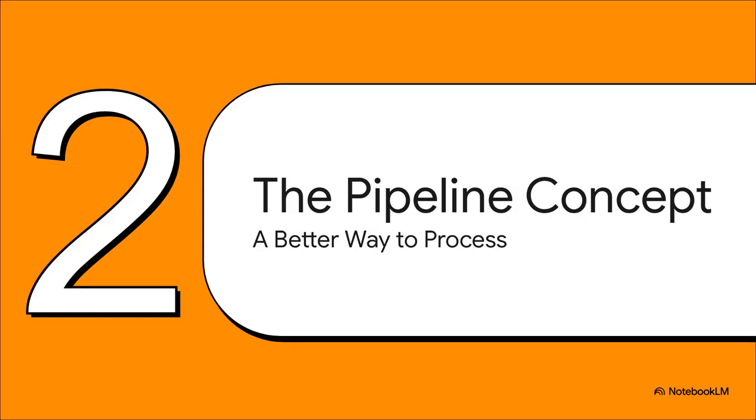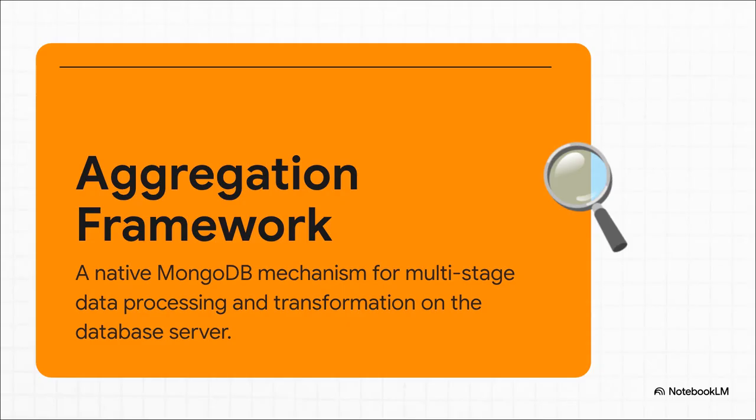And of course, there is a better way. This is where we introduce the hero of our story, the aggregation framework. It's all about processing the data right where it lives, inside the database. So what is this thing, officially? Well, it's a native MongoDB feature that lets you process and transform your data in multiple steps or stages. But here's the absolute most important part, the key takeaway. All of this work, all this heavy lifting happens on the database server, not in your application, and that is a game changer for performance.